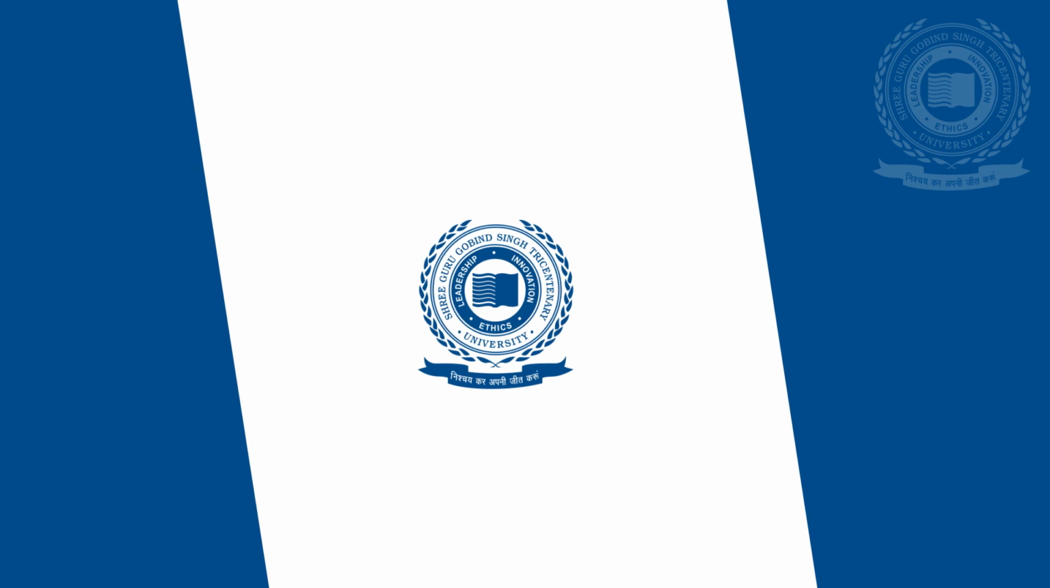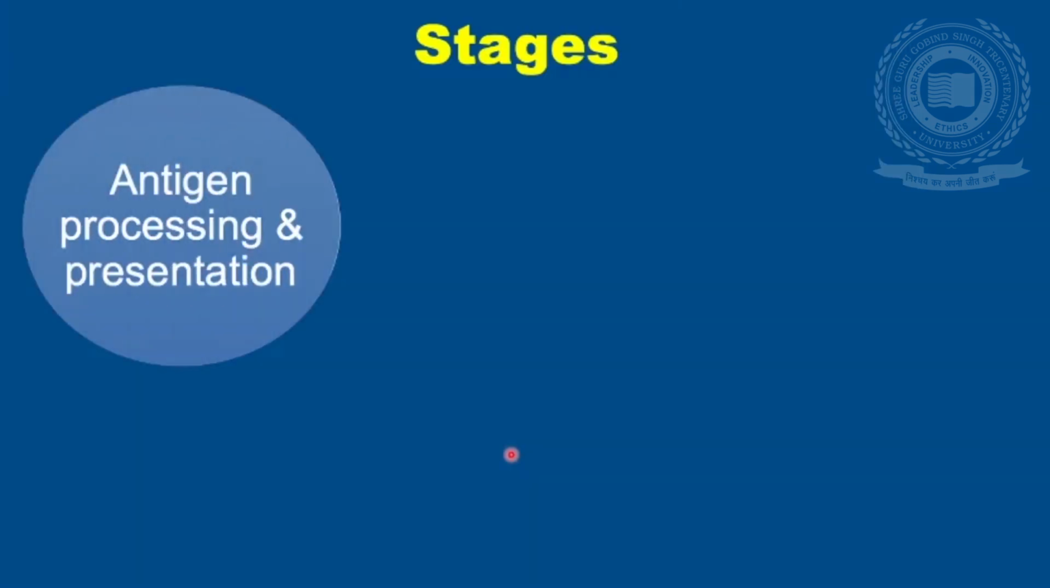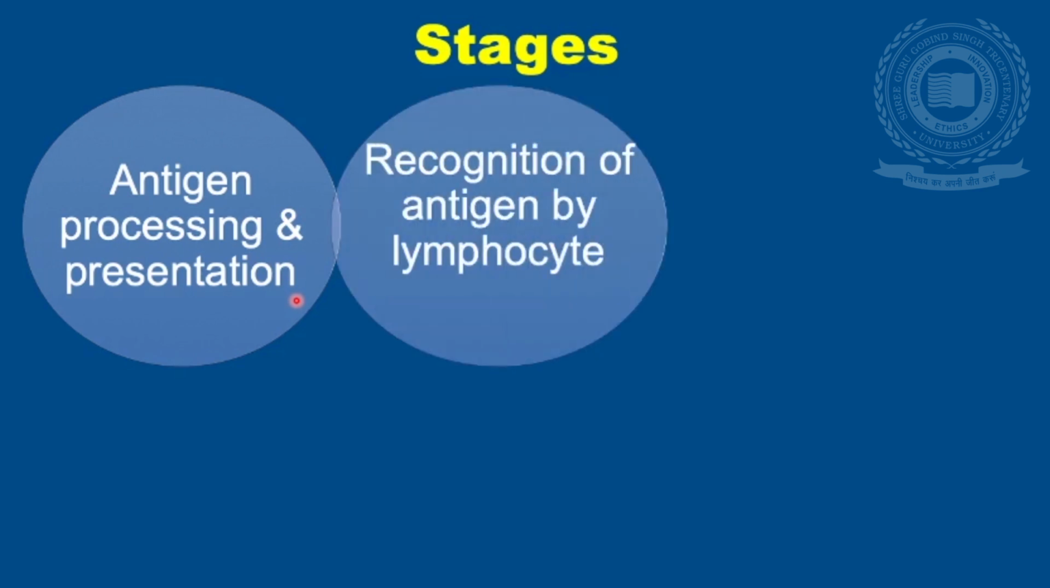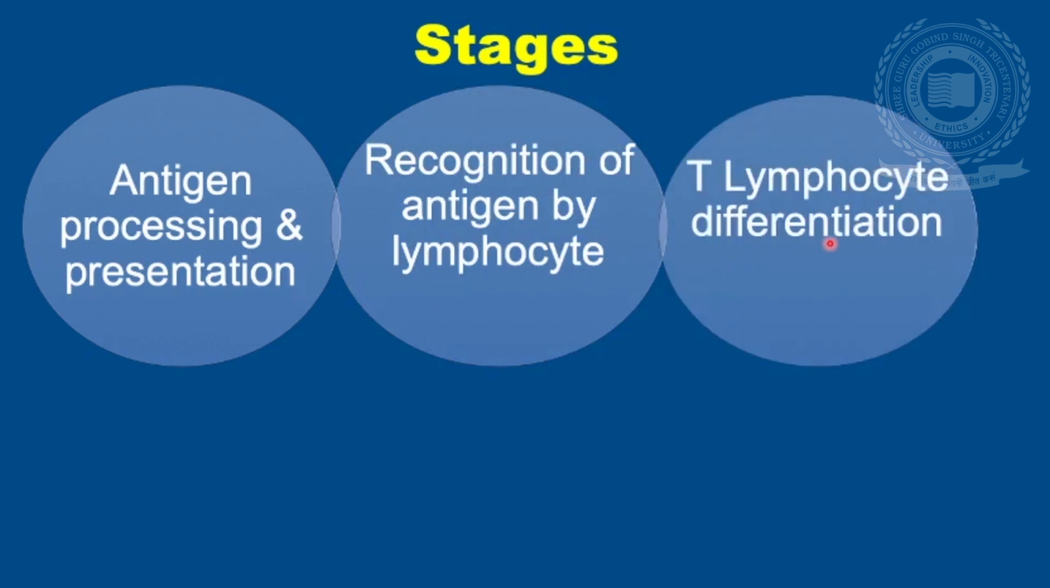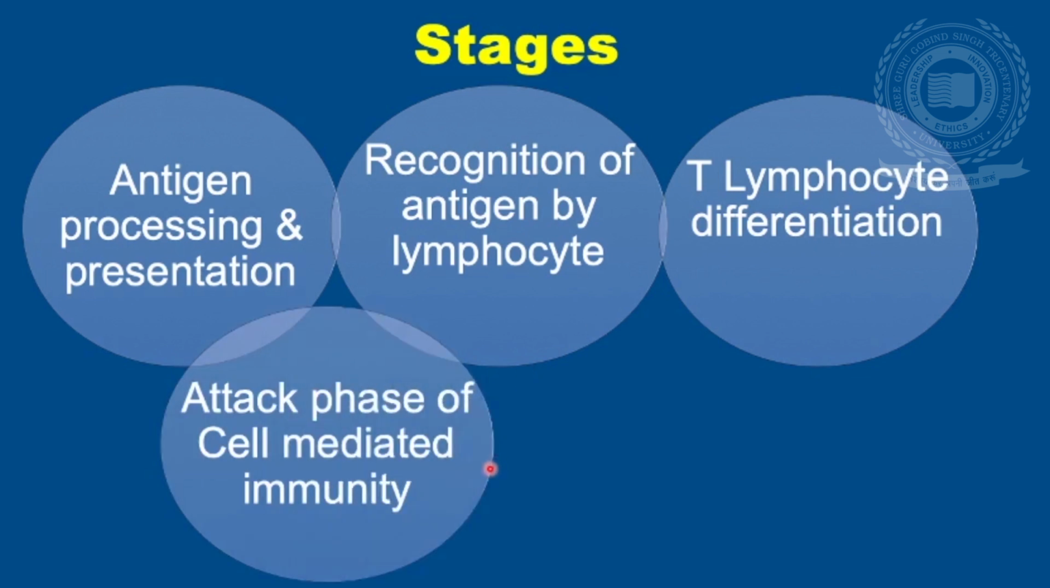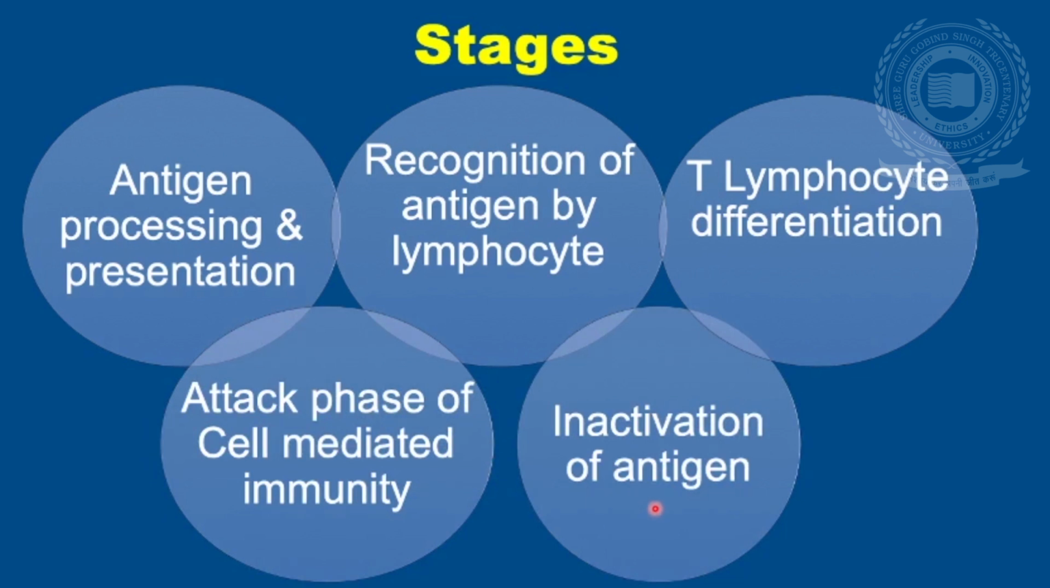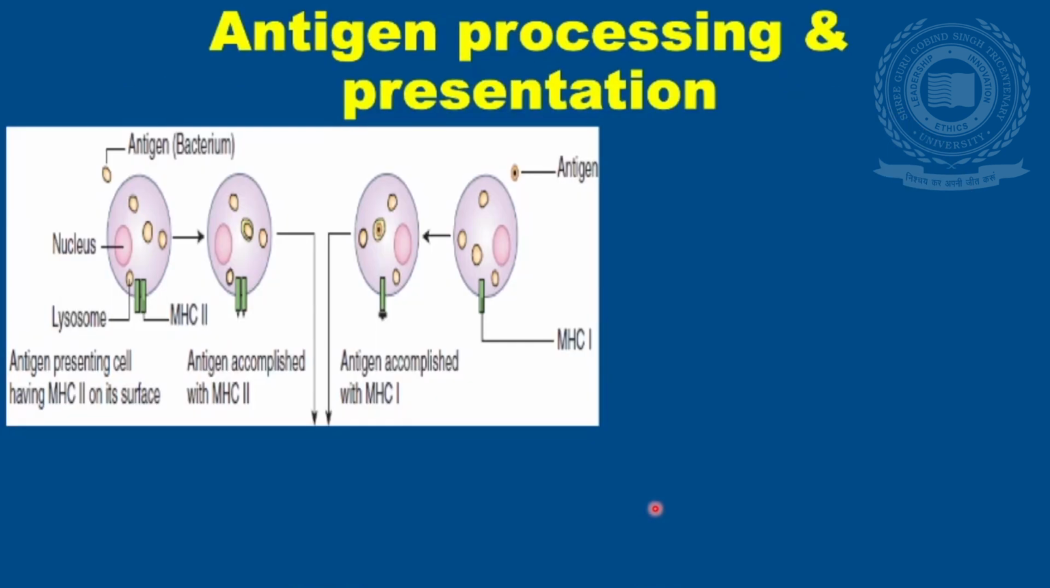Let's talk about the different phases of cellular immune response. First stage is antigen processing and presentation. Then recognition of antigen by the lymphocytes, T-lymphocyte differentiation, attack phase of cell-mediated immunity, and inactivation of antigen. So coming to the first stage, that is antigen processing and presentation.